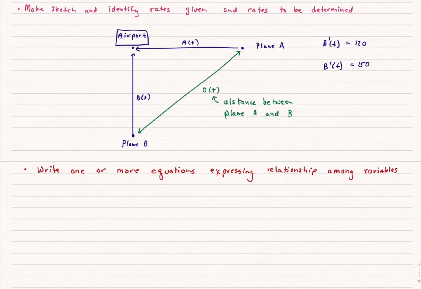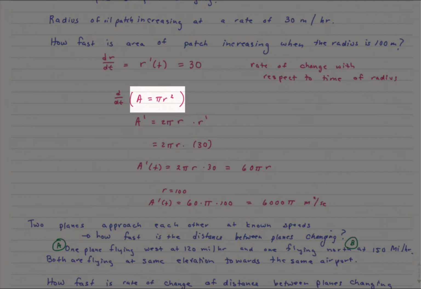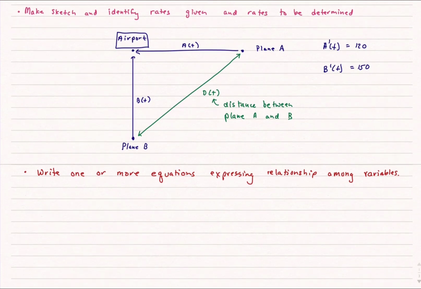The next step is to write one or more equations expressing the relationship between the variables. I'm going to quickly go back to my first example. That was when I identified that the area equals pi times r squared. For this example, looking at my sketch, it looks like this is a right triangle, so I think the relationship I'm going to use is that d squared is equal to a squared plus b squared. That's using the Pythagorean theorem.